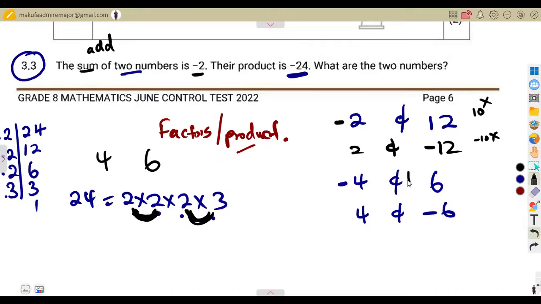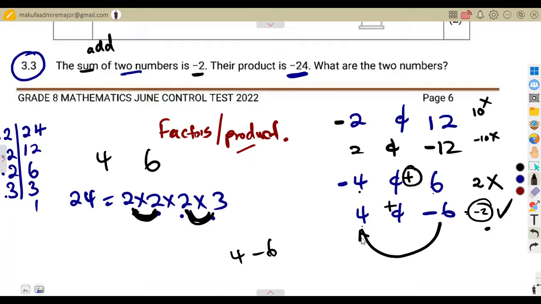The sum, if we add, let's add. Minus 4 plus 6, you are going to get a positive 2. This is wrong. 4 plus minus 6, it means 4 minus 6. This is going to give us minus 2. This is correct. Remember, they say the sum, if you add the two numbers later on, you must get a minus 2. But first, the product, if you multiply them, 4 times minus 6 is what? Minus 24. If you add, you must get a minus 2. So it's 4 and minus 6.